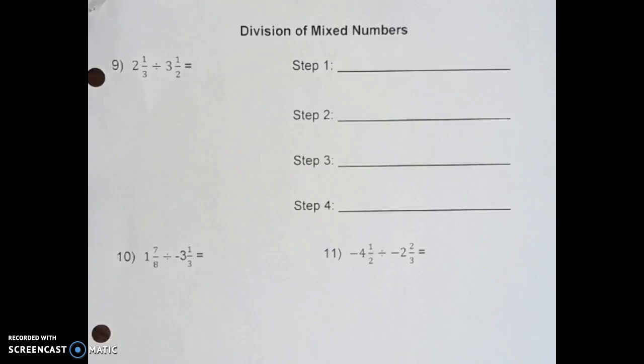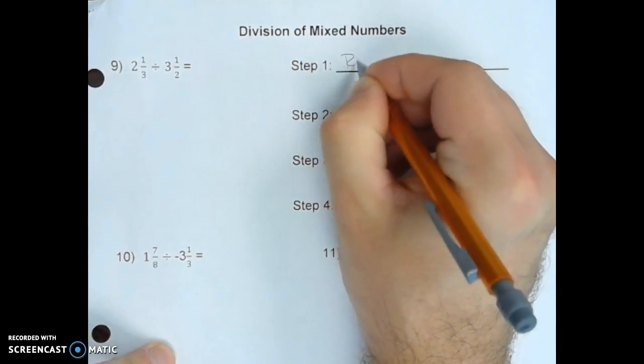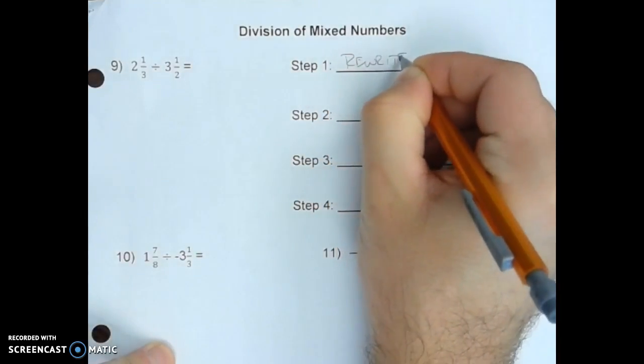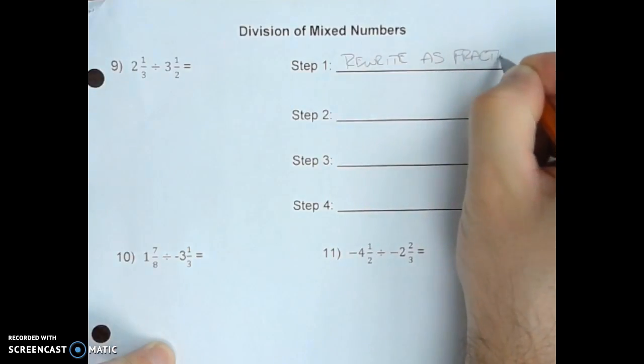In this example, I'm going to be dividing a couple of mixed numbers. I have 2 1/3 divided by 3 1/2. And if you remember when we were multiplying mixed numbers, the first thing that we did with our mixed numbers was rewrite them as fractions. And that's exactly what we're going to do here. Our first step when we're encountering a problem like this, we want to rewrite as fractions. Okay? Always rewrite your mixed numbers as fractions.